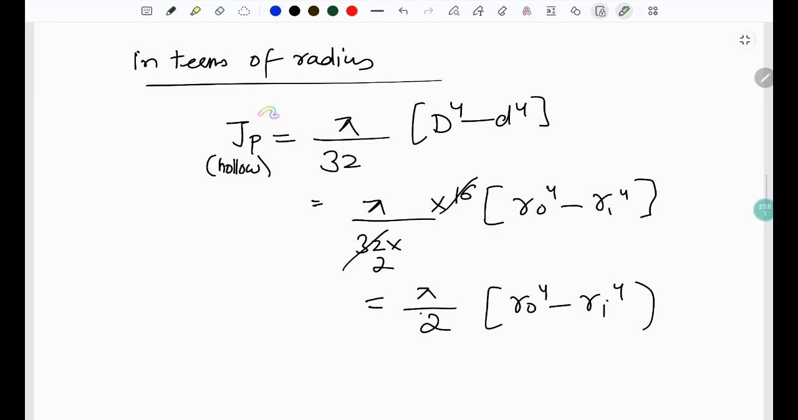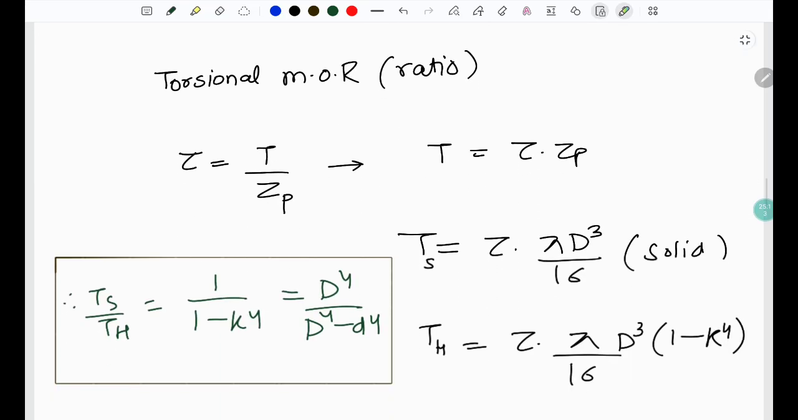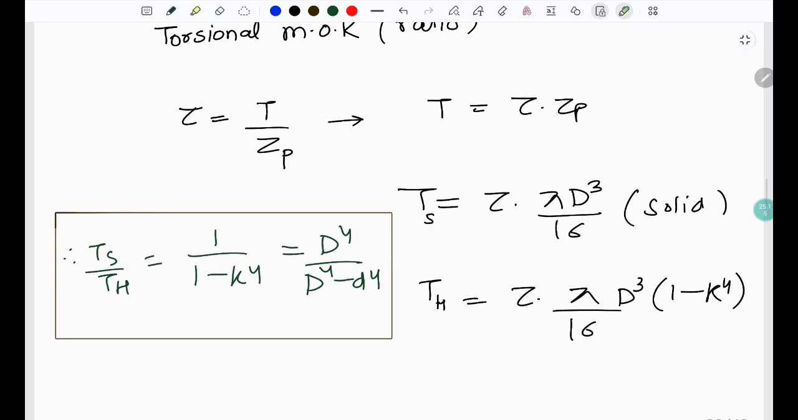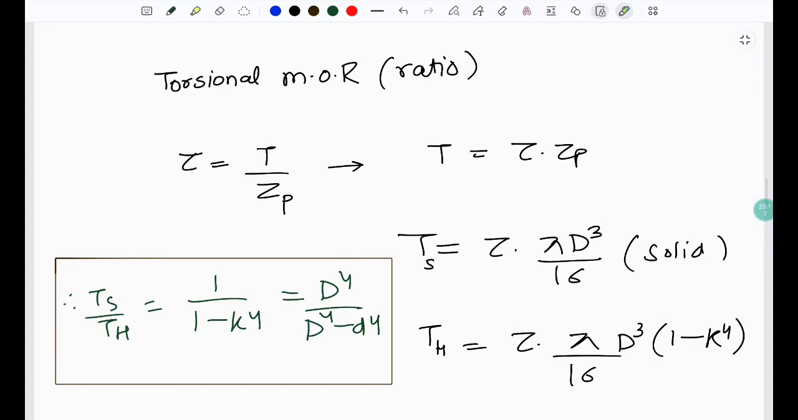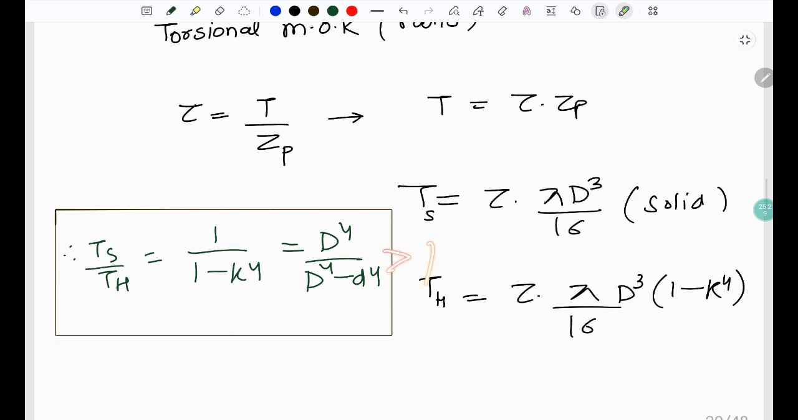In terms of radius, the polar moment of inertia is also asked. So it is simply pi by 2 r to the power 4 minus ri to the power 4. Then we have the torsional moment of resistance ratio of solid to hollow. We write it as 1 over 1 minus k to the power 4, that is D to the power 4 over D to the power 4 minus d to the power 4. This will be greater than 1.